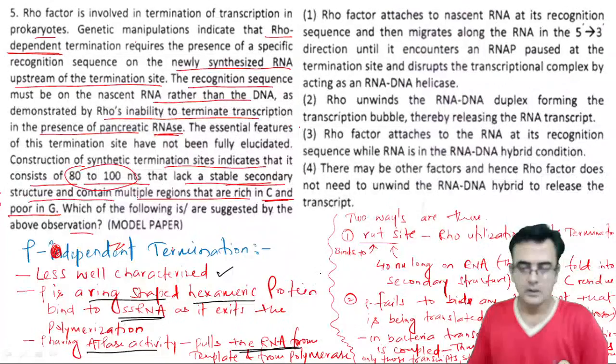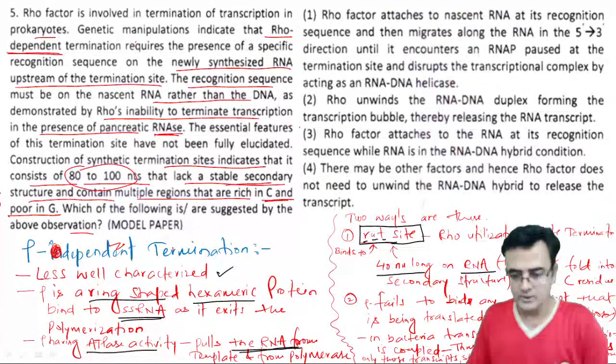And two different ways are there for rho dependent termination. One is they bind to the rut site, rho utilization for termination site. This is a 40 nucleotide long site on the RNA actually, right? And they don't form a secondary structure, a hairpin loop, as they are saying in the question also, okay? And they are rich in C. Actually, they are talking about rho dependent termination.